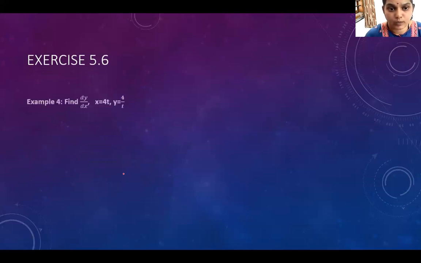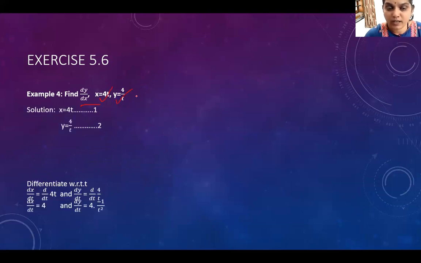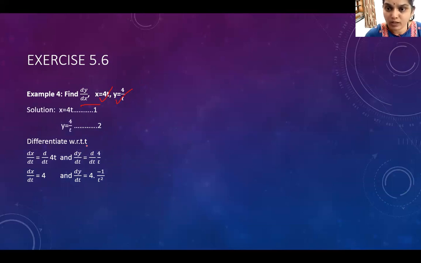Now, one more. Find dy by dx if x is 4t, y is 4 by t, where t is a parameter. You will call them as equation 1 and 2. Differentiate them with respect to t on both sides. dx upon dt is d by dt of 4t, which means 4. dy by dt, 4 as it is.